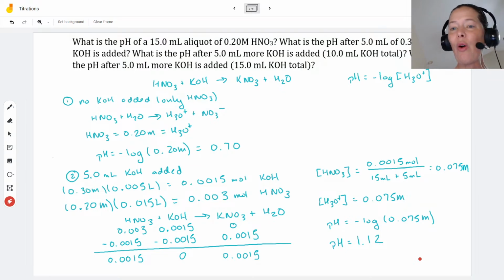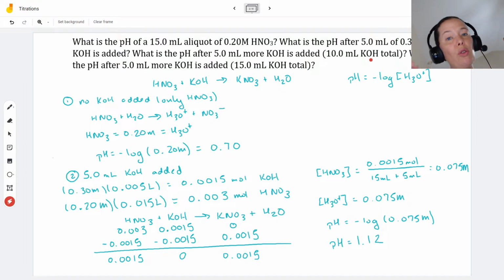All right, so that was our step 2. We added 5 milliliters of our potassium hydroxide. Now we're going to go on to step 3. So we're going to add 5 milliliters more. So that is going to be a total of 10 milliliters. So in this case, we've added a total of 10 milliliters of potassium hydroxide.